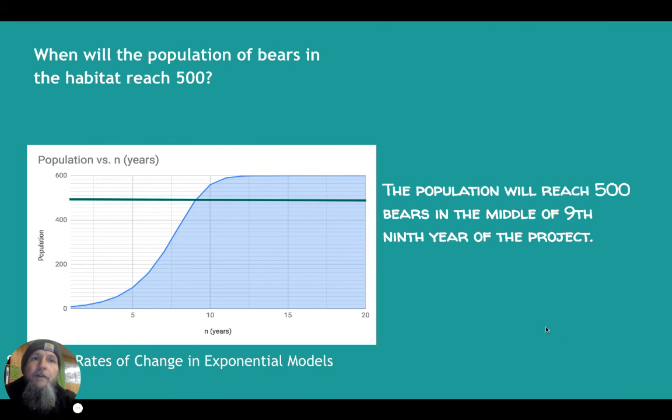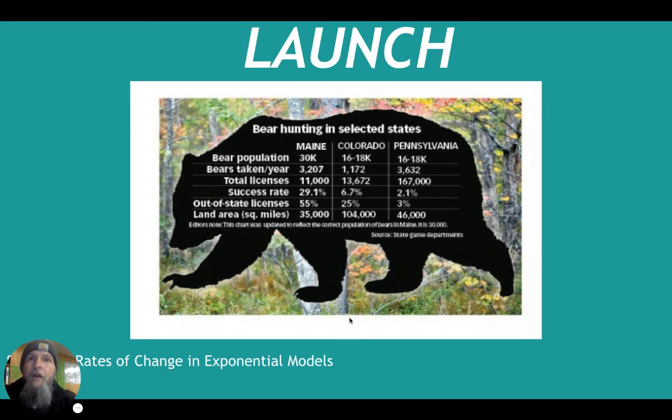So the population will reach 500 bears in the middle of the 9th year. Okay, see where it goes. We're looking at the number of years on the x-axis, and 500, which this green line describes. The green line crosses that curve right at where the x-axis is at around 9 years. All right, I'm going to launch you with this.